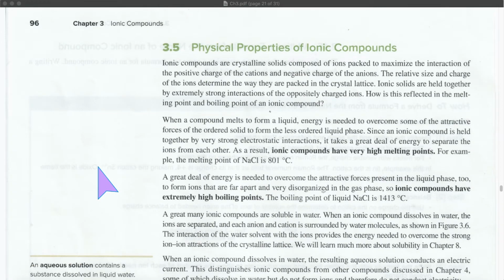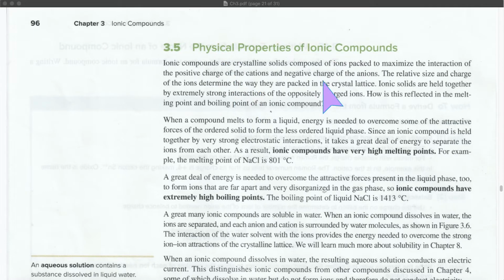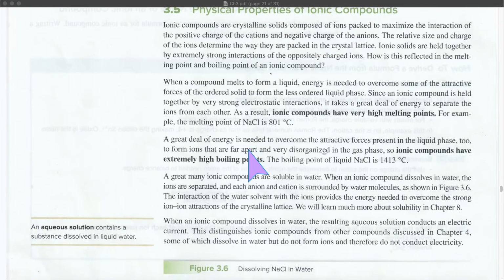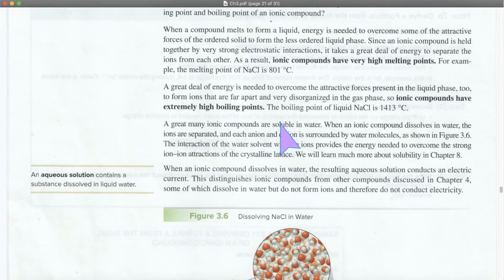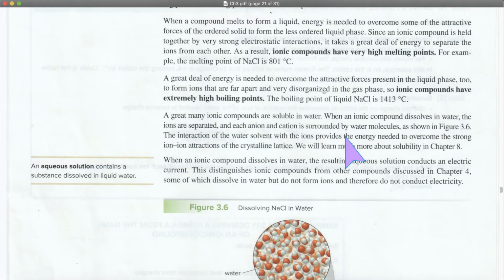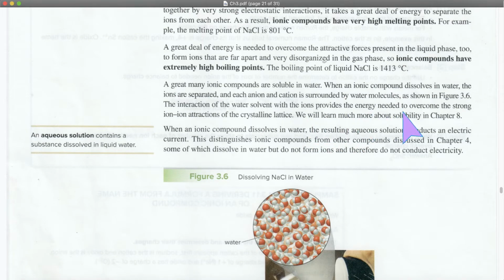Okay, physical properties of ionic compounds. So melting, boiling. Okay, here we go. This tiny little section discusses dissolving in water. A great many ionic compounds are soluble in water. When it dissolves in water, the ions are separated. Okay, blah, blah, blah. We'll learn much more about solubility in Chapter 8.